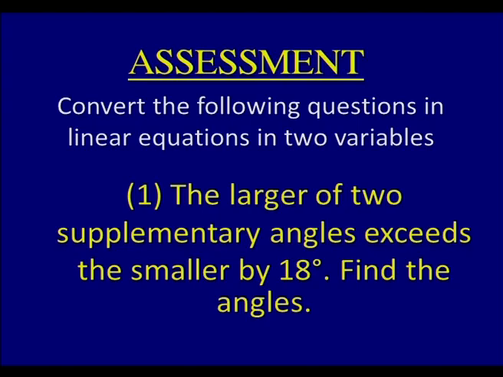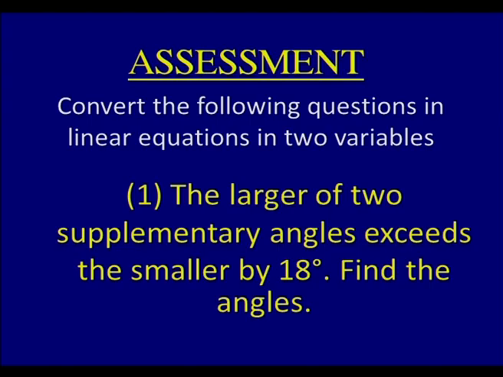There are two conditions. First one is supplementary angles, means the sum of the two angles is 180 degrees. By this condition, you will prepare one linear equation in two variables. And the second condition, the larger one exceeds the smaller by 18 degrees. By this condition also, you will prepare another linear equation in two variables.